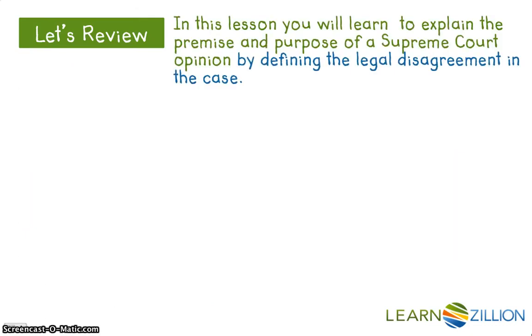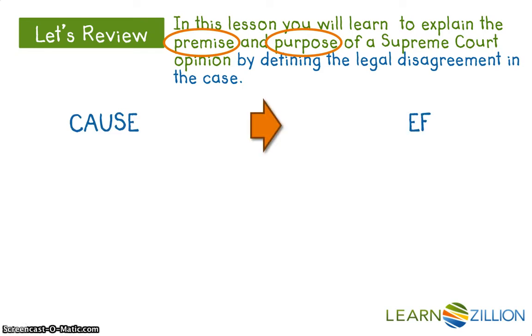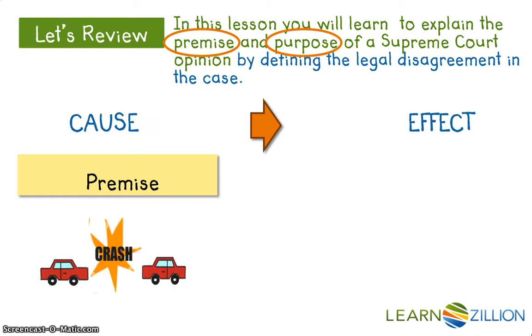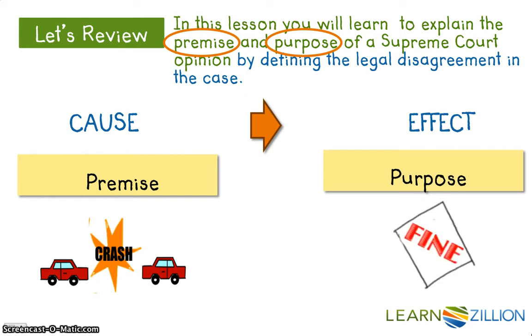Finally, our goal is to find the premise and the purpose of the Supreme Court opinion in this lesson. To clarify, we can think of premise and purpose like we think of cause and effect. The premise of a case is similar to a cause because it involves all of the people and events that lead up to a problem. The purpose of a Supreme Court opinion is similar to an effect because the Supreme Court takes a close look at the causes and they decide what will happen next as a result of the problem and the premise.